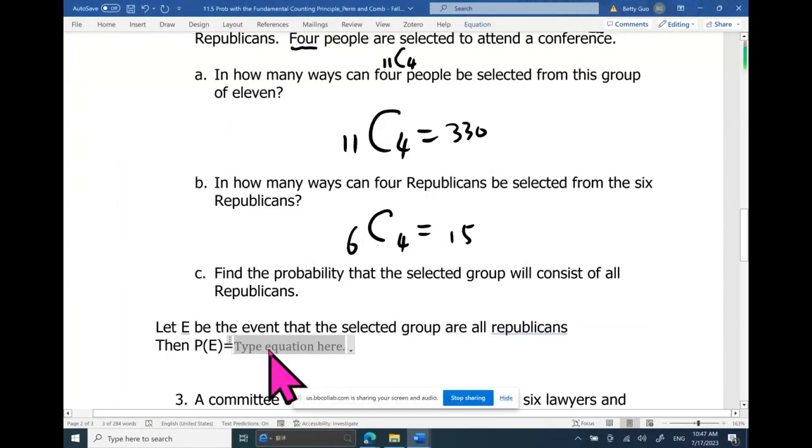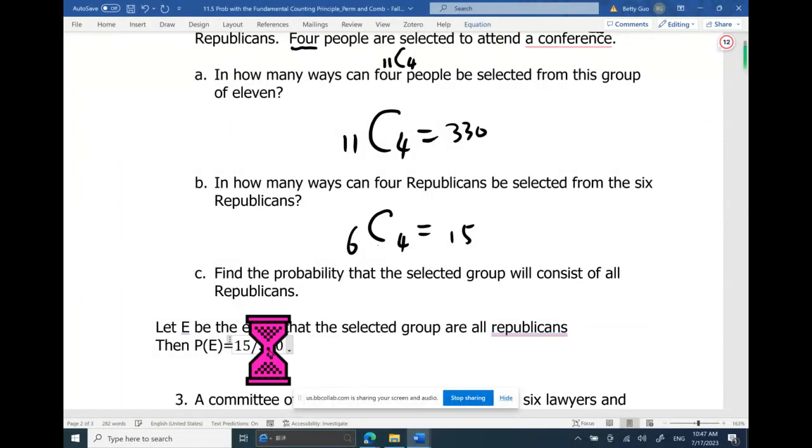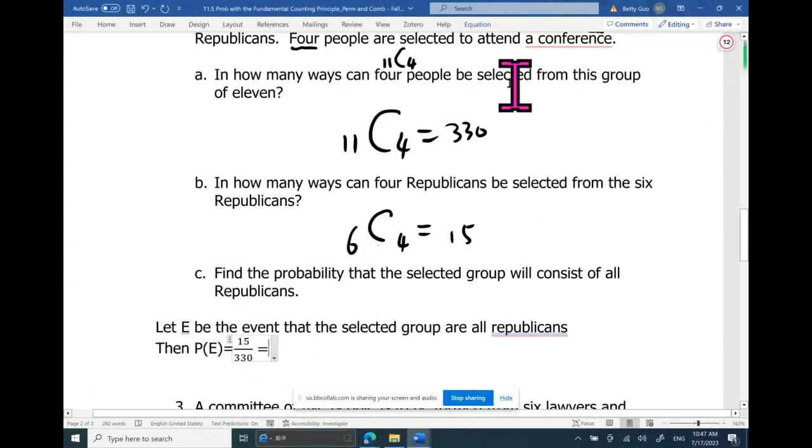So the numerator is going to be, the denominator is going to be, all right? So the denominator is C(11,4), the total number of possible outcomes. Part A actually prepares us for the denominator. And the numerator is C(6,4), which is 15. Among the 330 possible outcomes, there are 15 outcomes favoring event E occurring. All 4 people are Republicans. It's nothing to do with the Democrats. So 15 over 330.